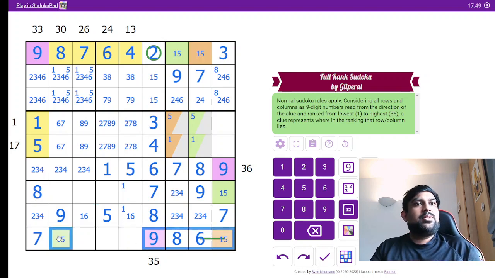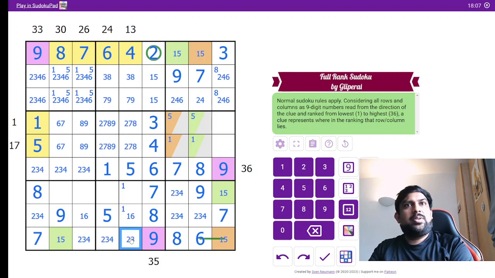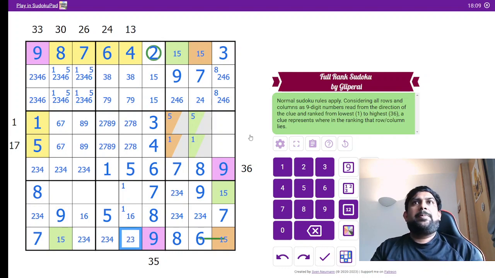Similarly, let's look at this row. 1 5 is gone, 6 7 8 9 is done. So we have a 2 3 4 here. Okay, so this is the smallest, starting with 4. The next digit is 3 or 8. Perfect. So this is not 4. Good. Now let's look at these 4 digits.